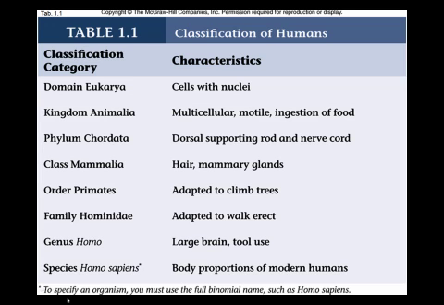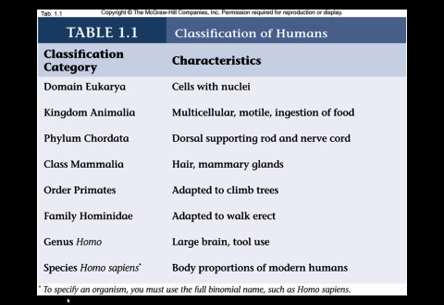Table 1.1 of your textbook lists the classifications of humans. This is a good example of how we begin with very broad classification and then move into more and more specific categories. Humans, along with all eukaryotes, are placed into domain Eukarya. This would be cells with a membranous nucleus. Because we are multicellular organisms that rely on ingestion of food, we are placed into the animal kingdom.